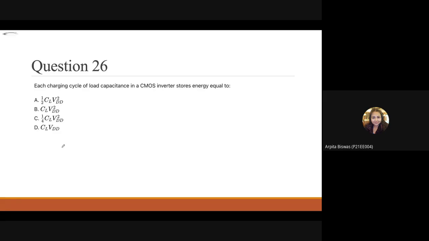Each charging cycle of load capacitance in a CMOS inverter stores energy equal to which option? So which option is the right answer? Option A, ma'am. Yes, half of CL VDD.